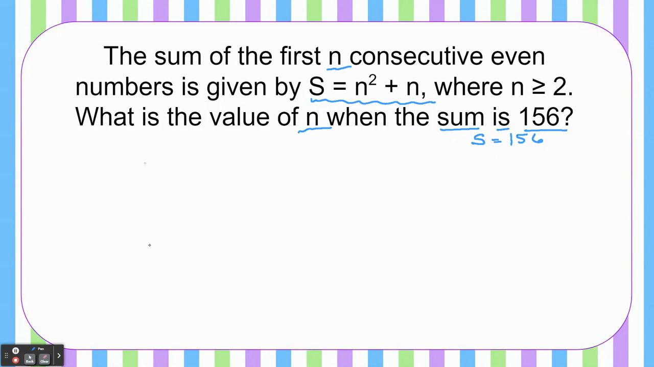So I'm going to make that substitution. I'm going to put 156 in for s, the sum, and we're going to solve for n. Now with any quadratic, you want to go ahead and get all of the terms on one side. And the reason is because you want 0 on one side of the equation.